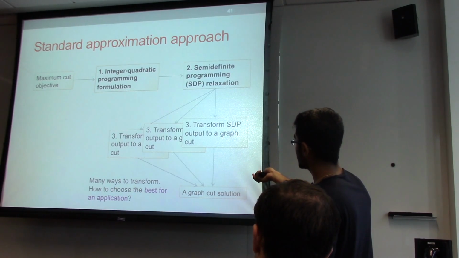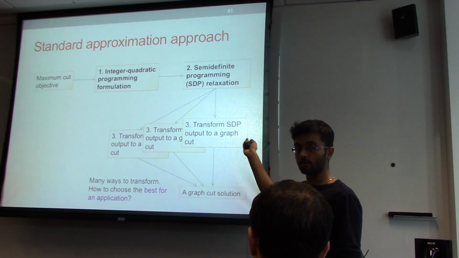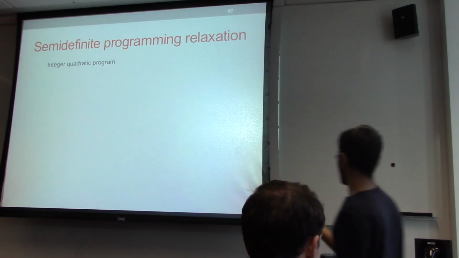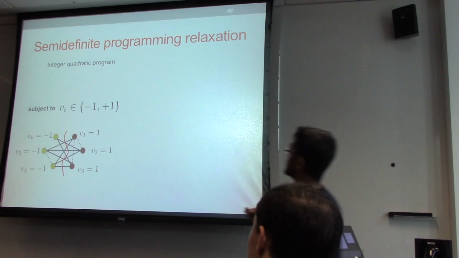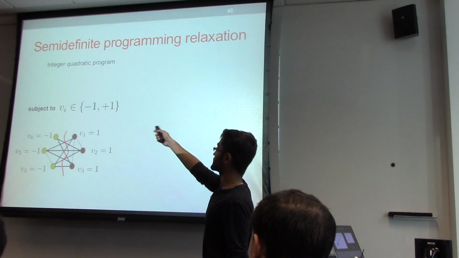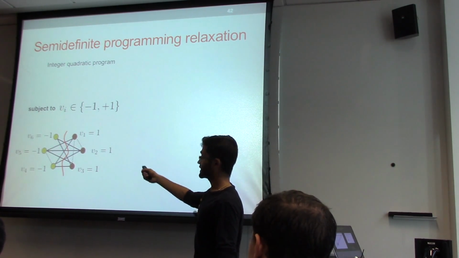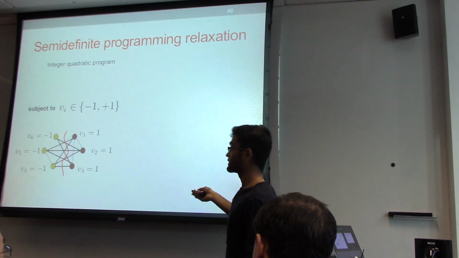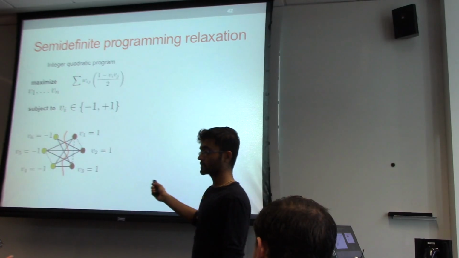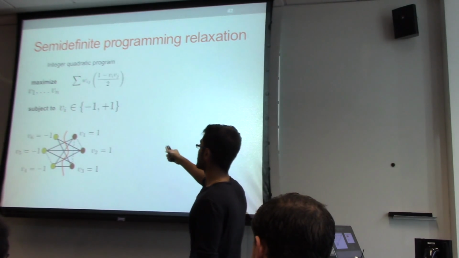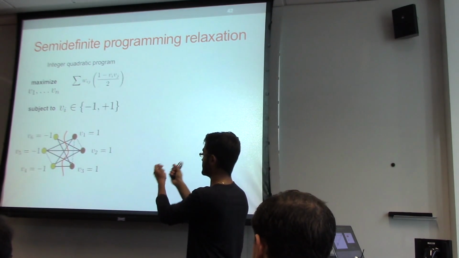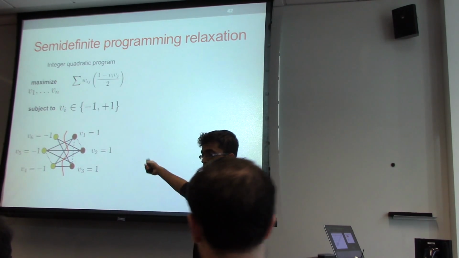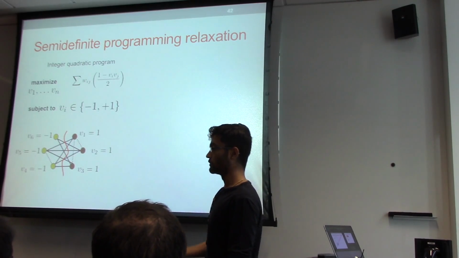In order to answer this question, let's look at the first two steps of the algorithm a little more clearly. Okay, so this is the integer quadratic program. For each vertex, I have vi, a decision variable, which has to be assigned as +1 or -1. And I have to do this keeping in mind an objective. So what is this objective? If I were to assign vi's as +1 and -1, it automatically defines a cut over the edges.